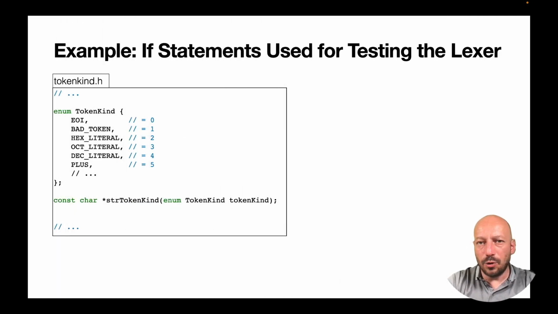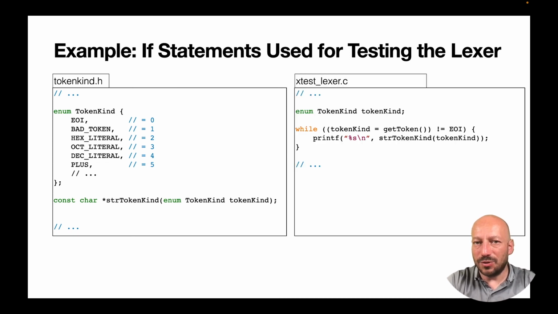In our compiler project, we will add a new header file for this enumeration type definition for the token kinds, and we will also provide a function for mapping a token kind to its string representation. This, of course, will simplify the implementation of our test program for the Lexer. We just call this mapping function and print out the result.